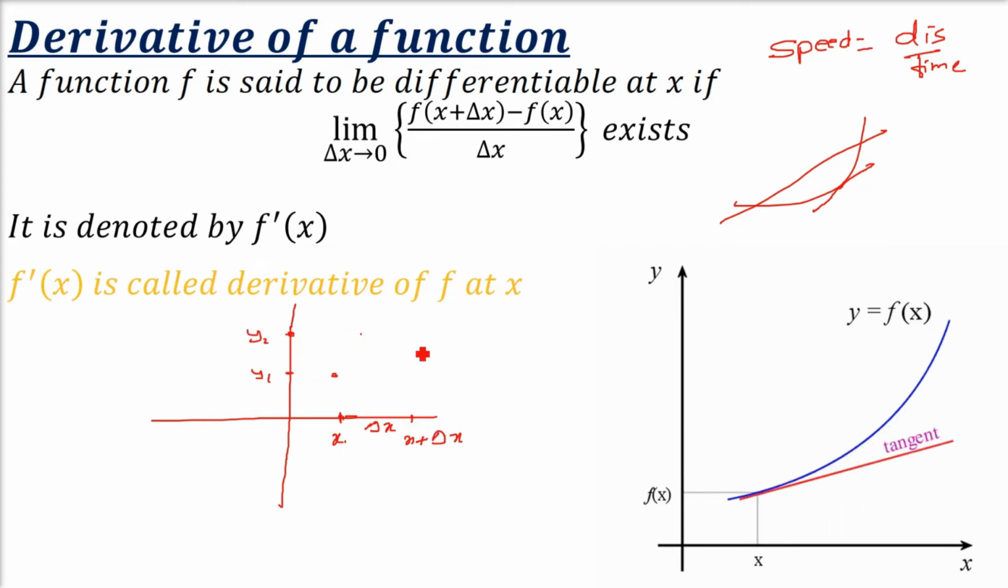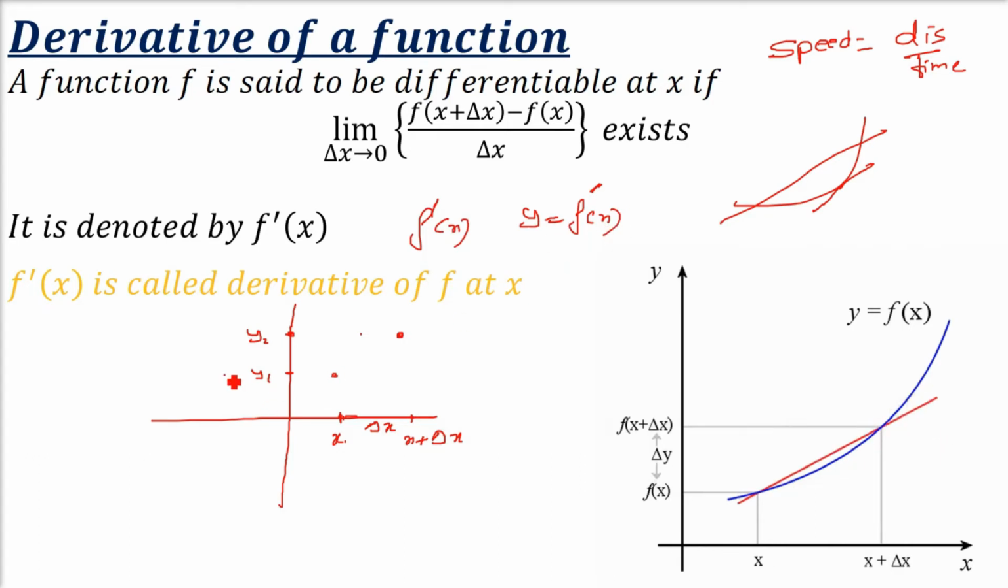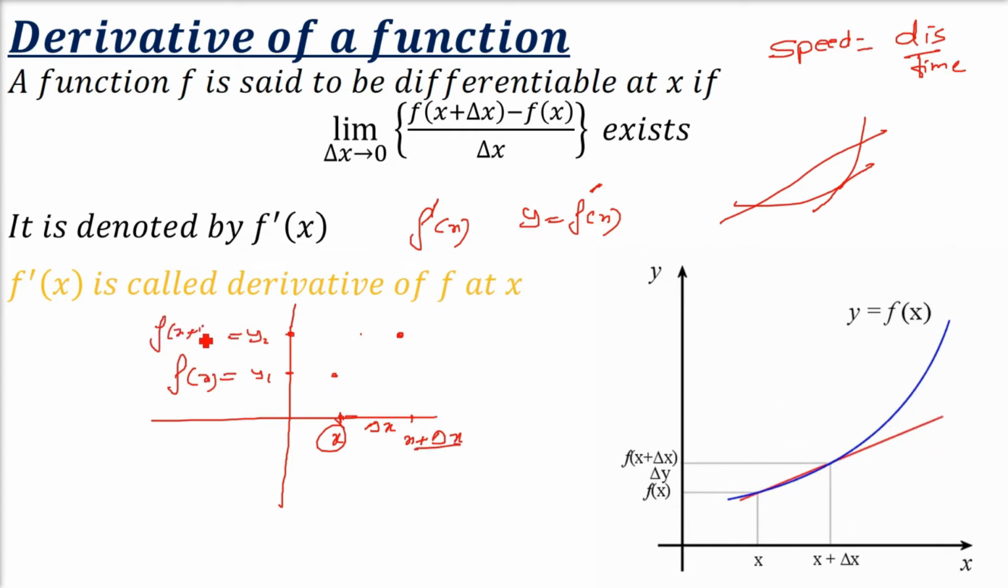But we know how to represent a function. We always represent a function by y equals f(x). When we have y equals f(x), put the value of x, find out the value of y. And since we know the values of x, one is x plus delta x. So y1 we can always write as f(x). y2 you can always write as f(x plus delta x).